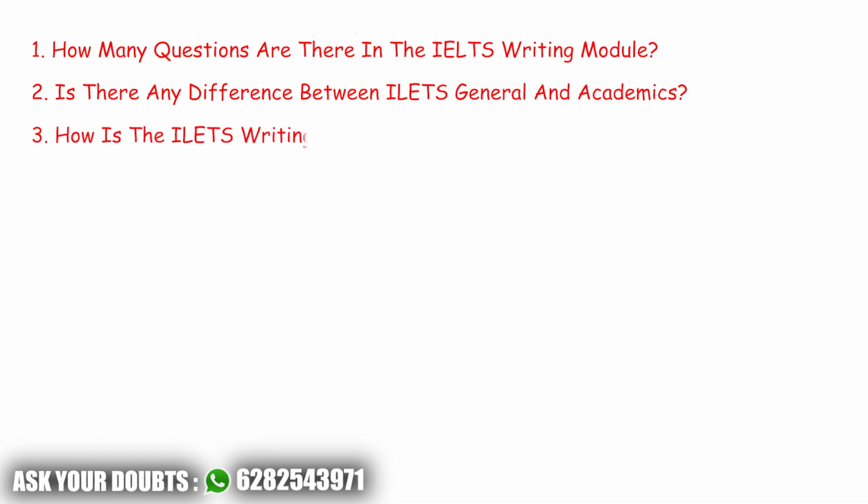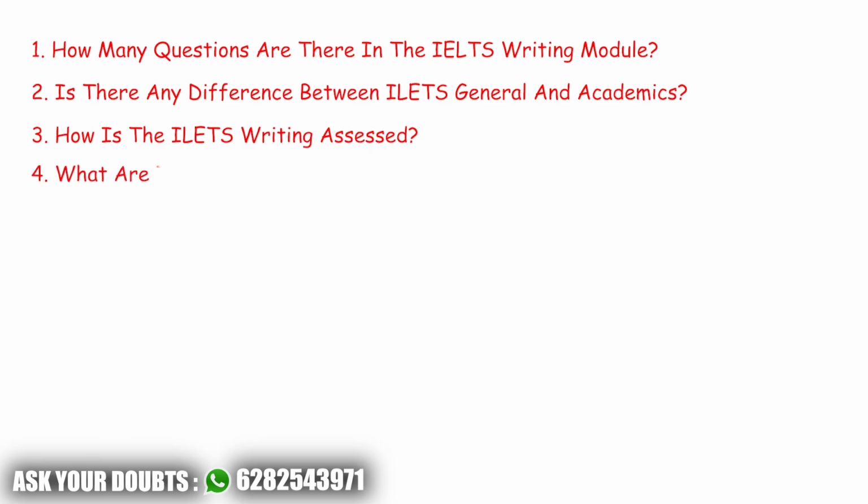The third question: how is the IELTS writing assessed? To assess the IELTS writing, there are 4 criteria. So you'll have to understand all the 4 criteria and write an essay that satisfies all the criteria. Now, what are the 4 criteria? So you have task achievement for writing task 1 and task response for essay writing, which basically means how clear your ideas or your answers are.